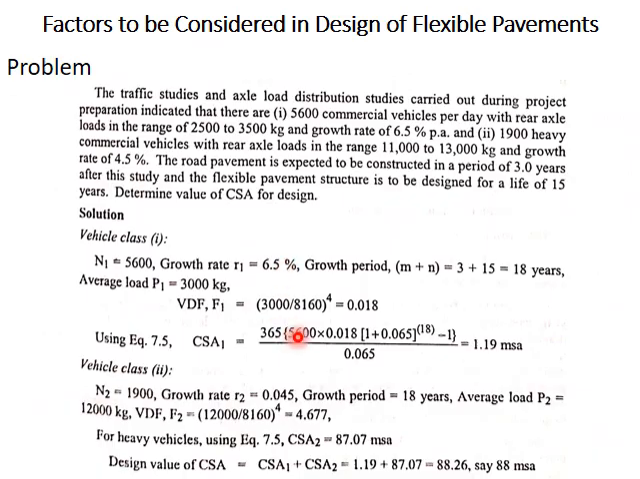In this problem, you have to find out the cumulative number of standard axles. So that is the sum of the cumulative number of standard axles for all types of heavy vehicles. In this problem, we have two types of heavy vehicles. This is the first class and this is the second class.